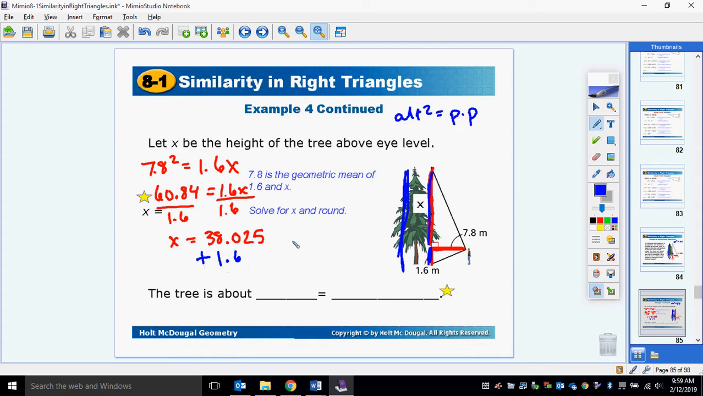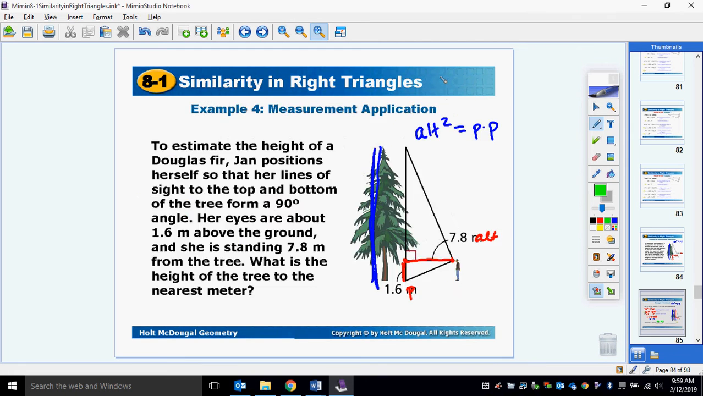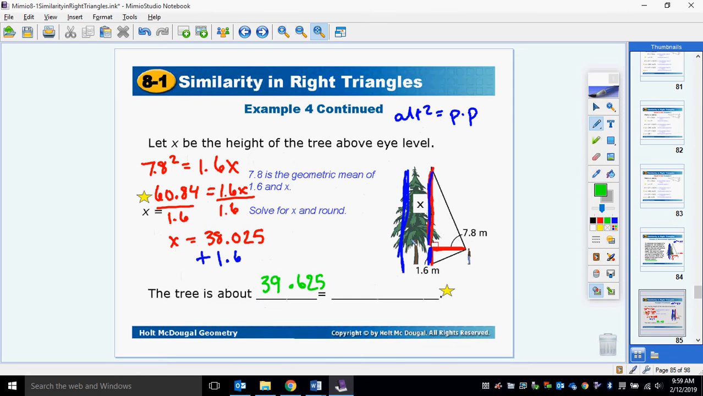So my final answer is about 39.625. I think it wanted it to the nearest meter. Yes, to the nearest meter. So we need to round that to 40 meters. It's about 40 meters tall.